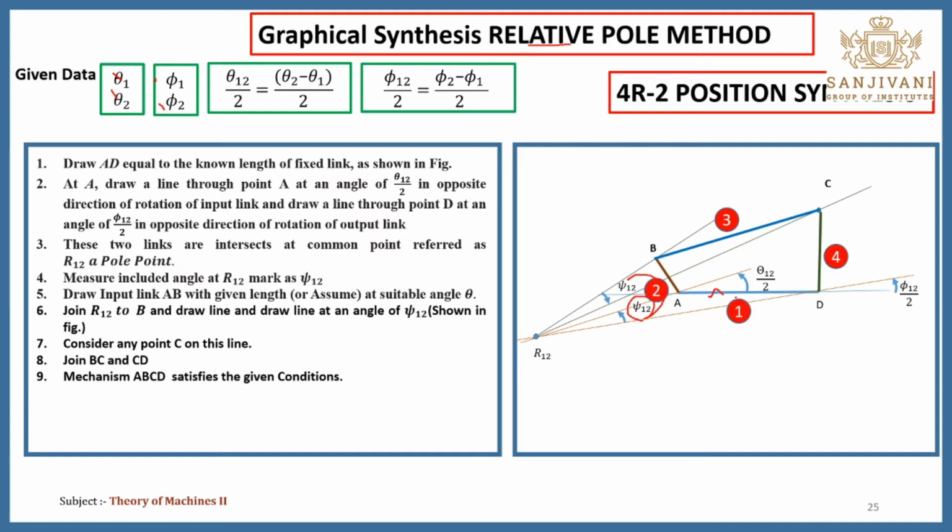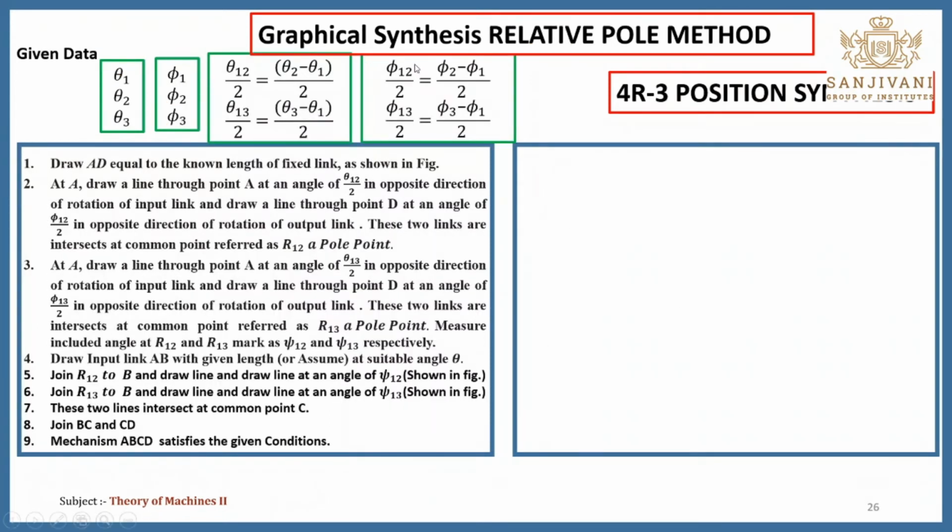You will get this 4-bar mechanism. 1 is the fixed link, 2 is the input link, 3 is the coupler, and 4 is the output link. In this way, you will get the 4-bar mechanism by using the relative pole method for the 2-position synthesis of the 4R mechanism, 4R chain.